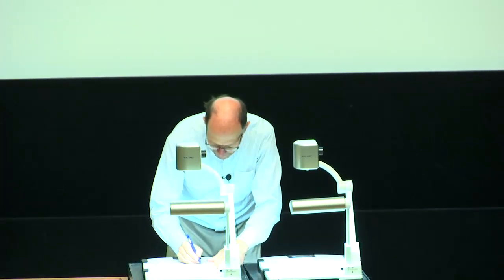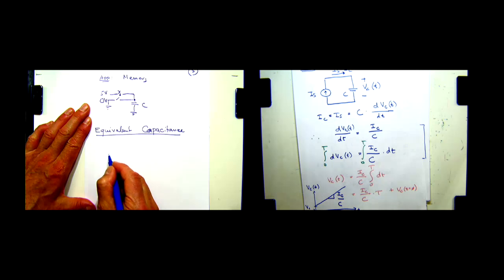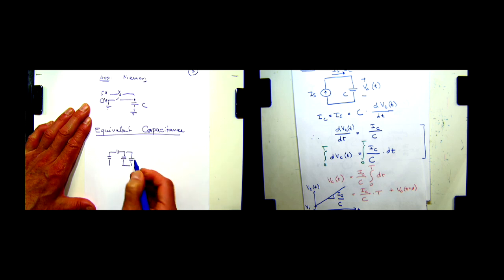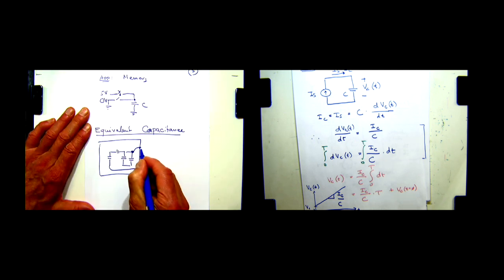Okay, so capacitors work exactly the same way. We have some kind of a box. Inside that box are lots of capacitors connected in all sorts of weird ways, whatever it may be. And then there are two terminals that are somehow connected somewhere on the outside of the box. And we want to know what is the equivalent capacitance.